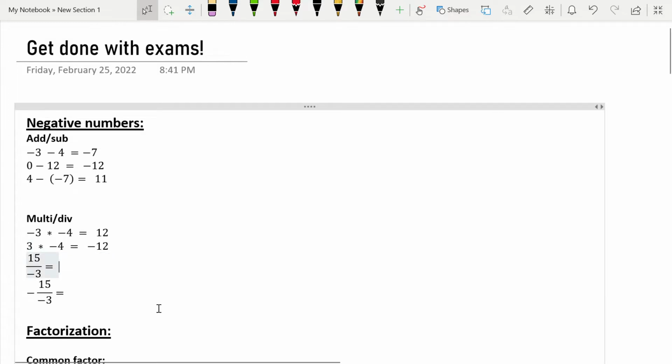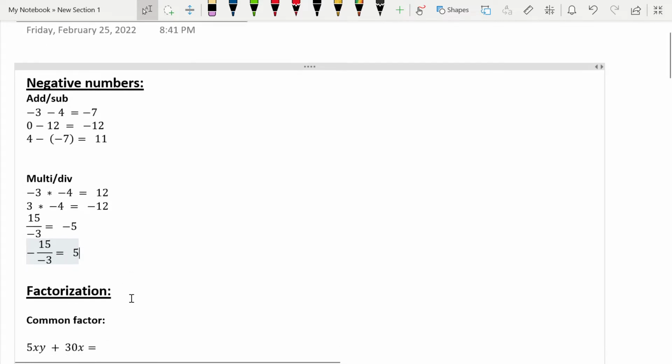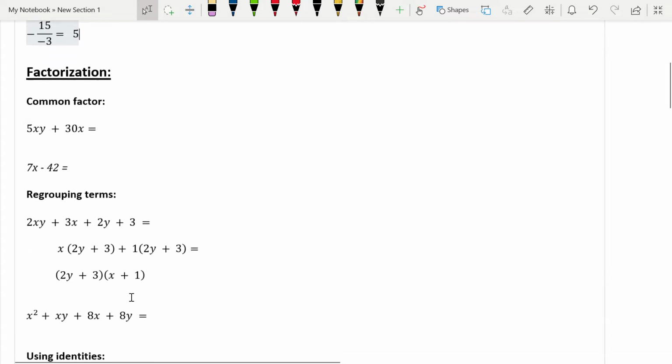Then we have got 15 divided by minus 3. Minus plus minus, so it's going to be minus 5, and minus 15 by minus 3. Good job. It's going to be minus minus becomes plus, so it's going to be 5. Alright, let's move on to the next topic that will very likely come.